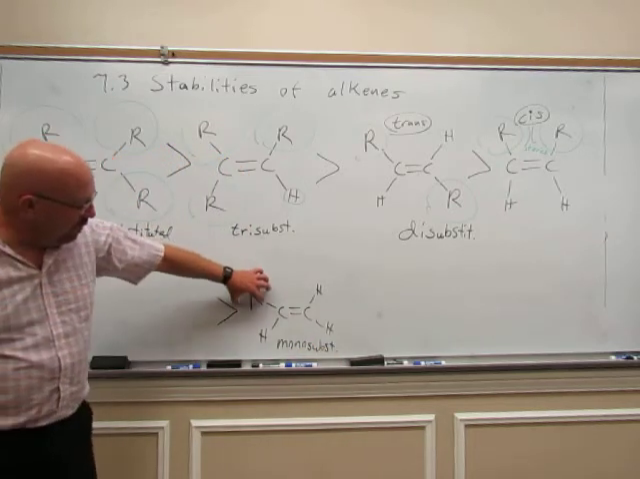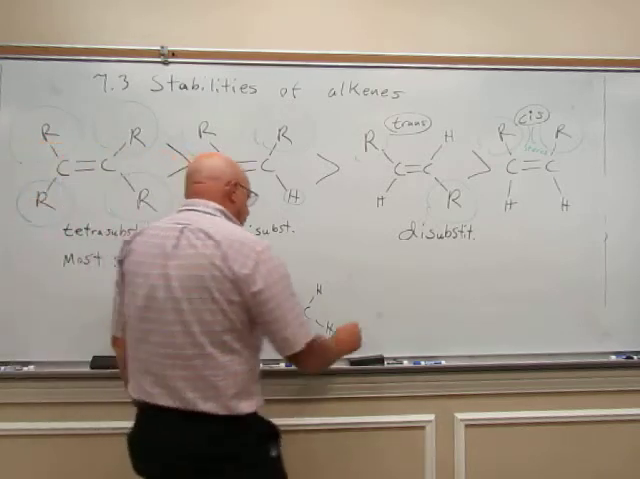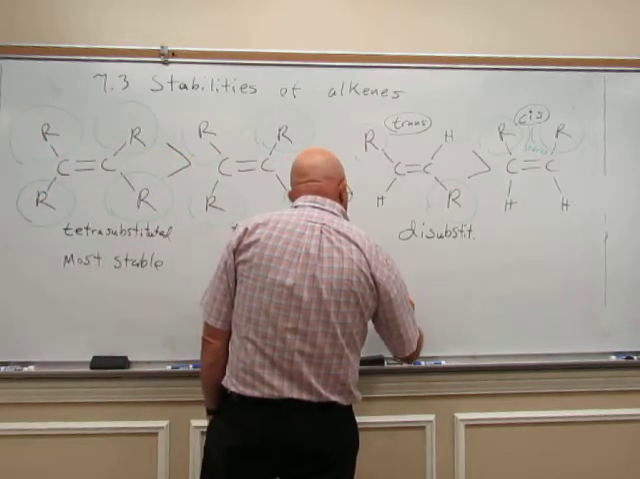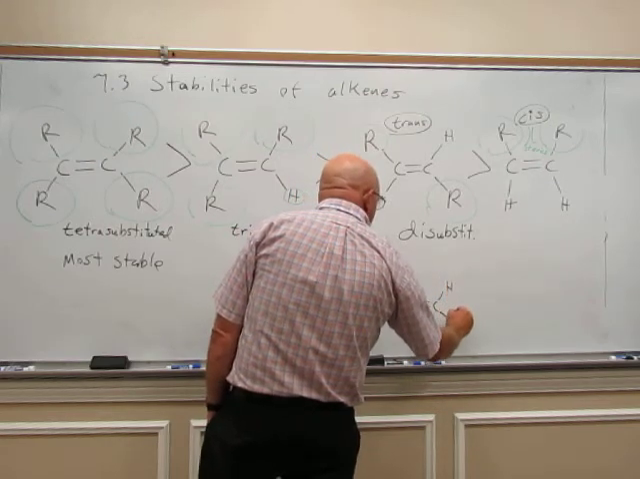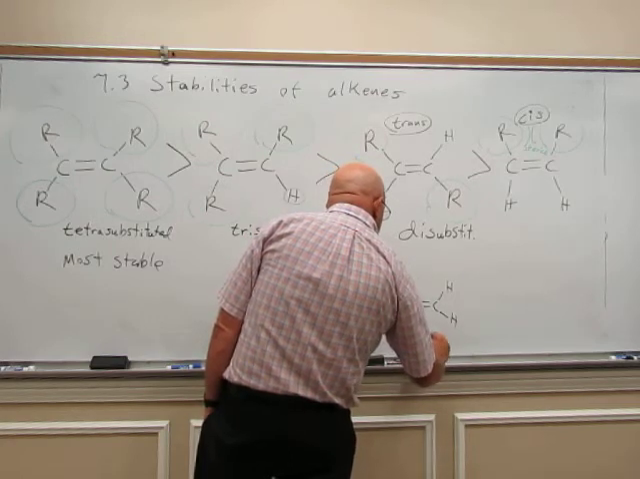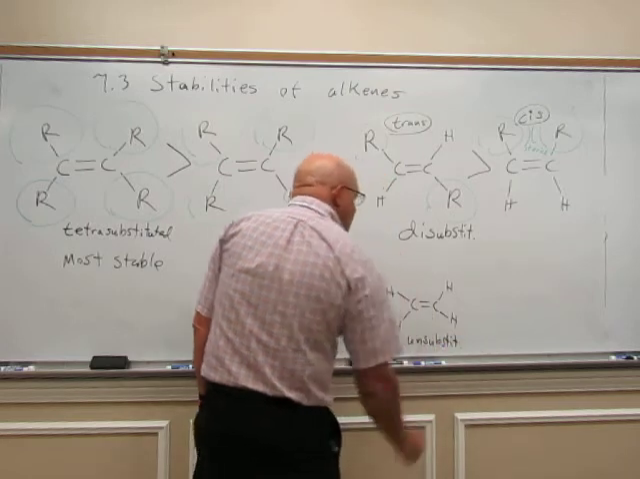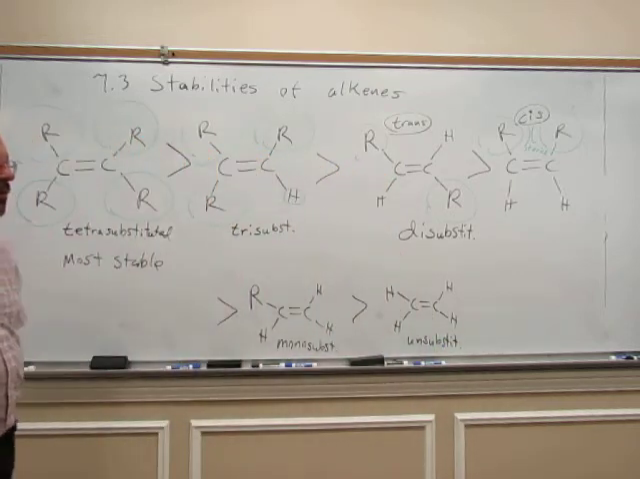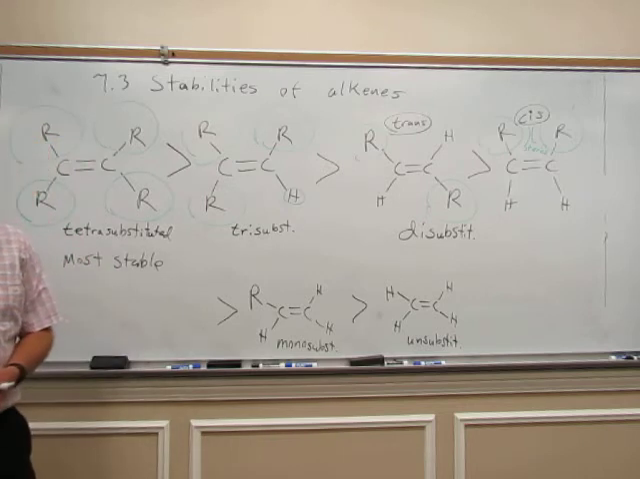So we only have the one substituent and we got three hydrogens. And monosubstituted is going to be more stable than an unsubstituted. We got no substituent. It's all hydrogens. So that's our order here for the stability of our alkenes. Questions on that so far?